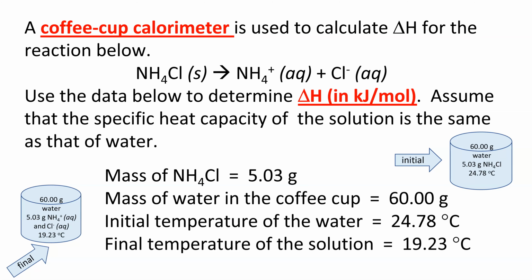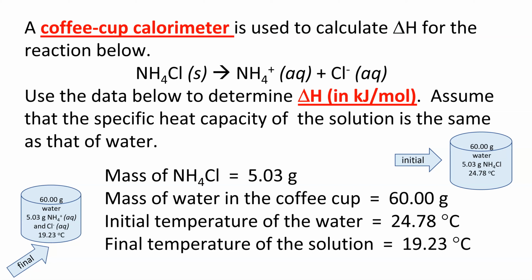At the end of the day, we're going to have the same mass of material, right? Mass didn't disappear, it just changed form. We're going to have a mixture now, a solution, that's 60.00 grams of water with 5.03 grams of ammonium ions and chloride ions. Collectively, that's the total mass of both ions, all mixed up in that solution, and now the temperature is 19.23 degrees Celsius.